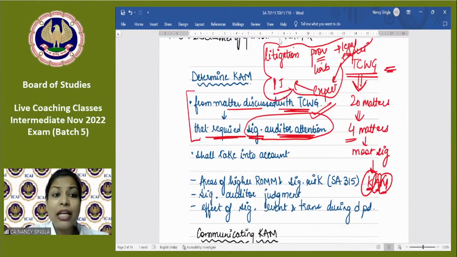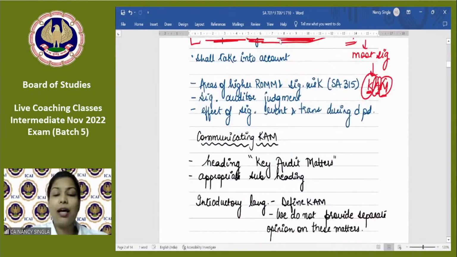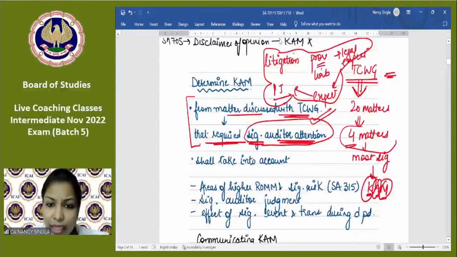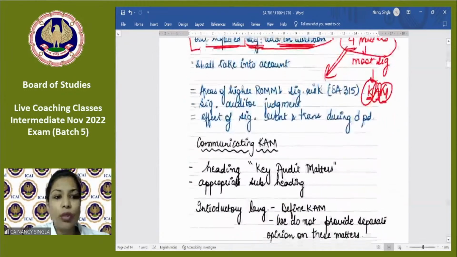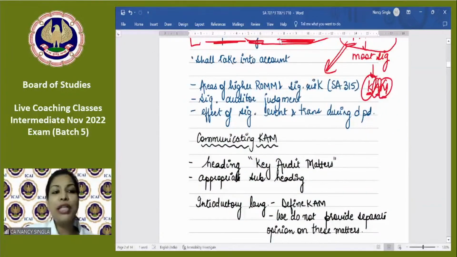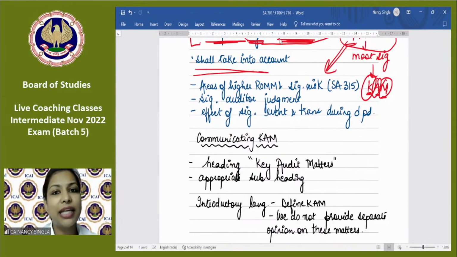ठीक है. Now when the auditor is determining that, अब ये देखो इन 20 में से कौन से 4 लेने हैं matters, तो उसके लिए auditor shall take into account these 3 points. What are these? So auditor shall take into consideration first of all तो those charged with governance वाले matters में से होना चाहिए, and which has called for auditor's significant attention. ठीक है, and in order to determine key audit matters, auditor shall take into account various points like areas of higher risk, higher assessed risk of material misstatement and significant risk, है ना.